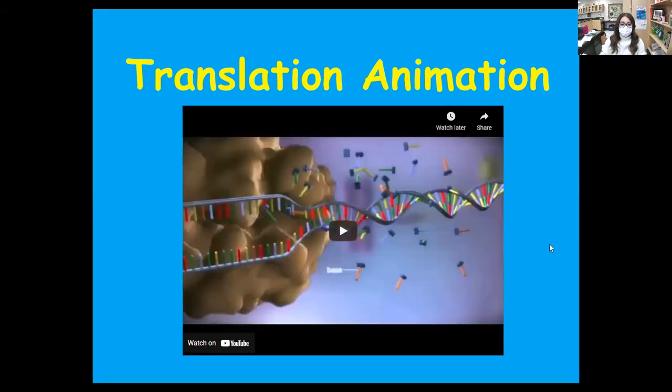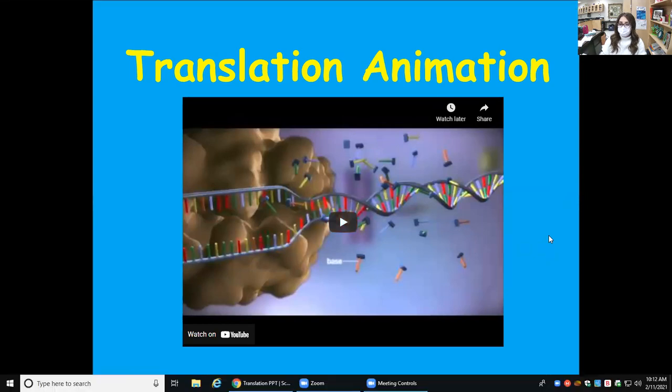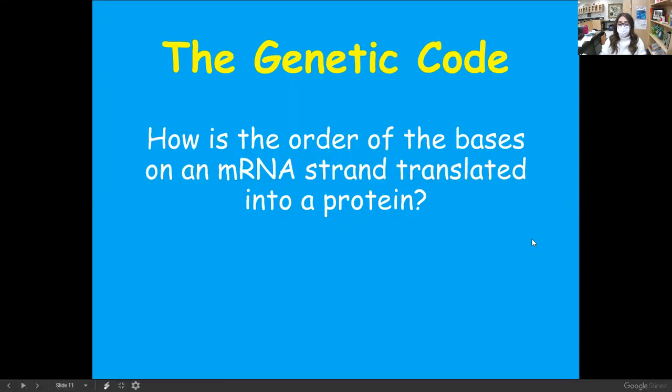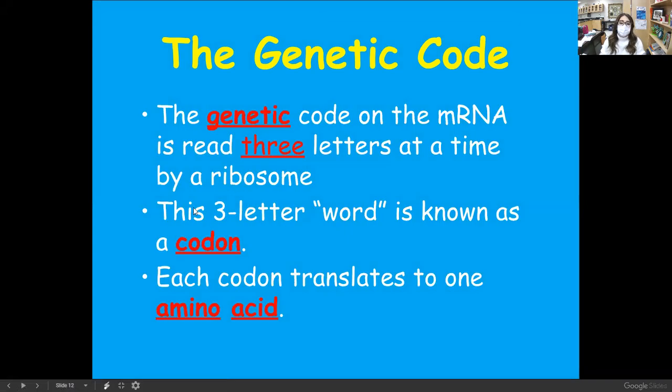Okay, so there's another animation that we're going to watch here, but now let's talk about these codons, because as much as I would love to assume that everyone did their vocab and that you guys know exactly what I'm talking about, I need to just cover all my bases, right? So in order, how is the order of the bases on an mRNA strand translated into a protein? Well, it's going to be read in these groups of 3s, right?